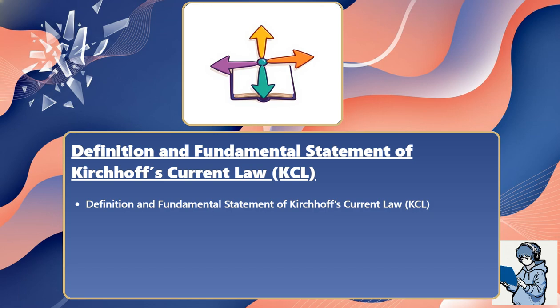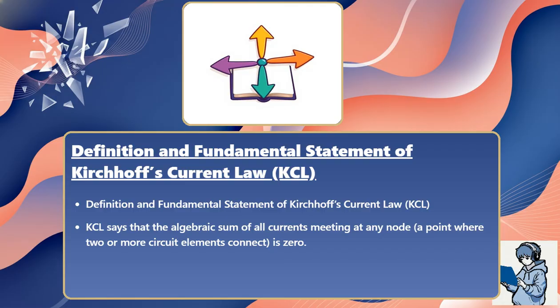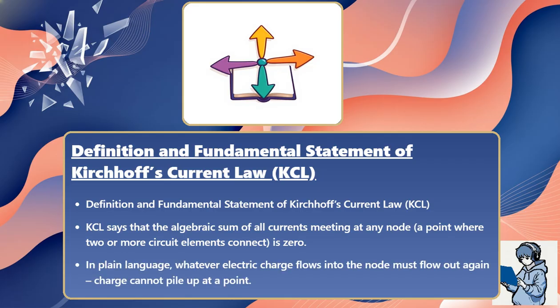Definition and fundamental statement of Kirchhoff's current law, KCL. KCL says that the algebraic sum of all currents meeting at any node, a point where two or more circuit elements connect, is zero. In plain language, whatever electric charge flows into the node must flow out again. Charge cannot pile up at a point.